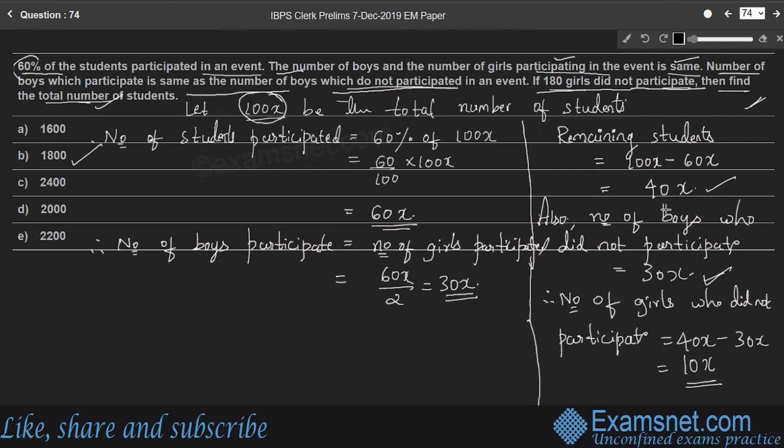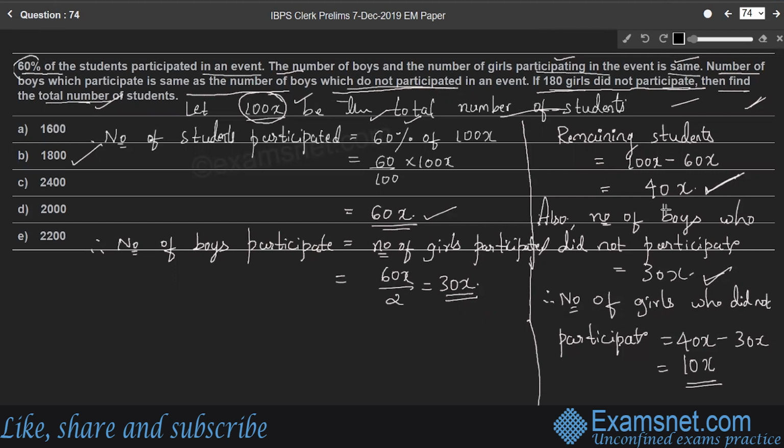For your better understanding, I am making two parts here. I have made two parts, left part and right part. In the left part, I have taken the number of students who have participated. In the right part, those who have not participated. I'll repeat once again. Let 100x be the total number of students. In that, 60% have participated. So 60x is the total number of students who have participated. So the remaining students, those who have not participated, is 40x, right?